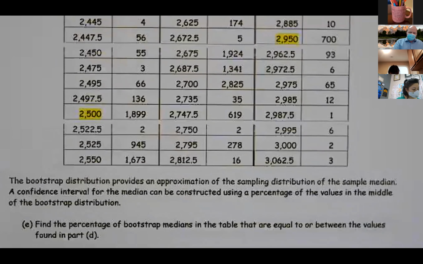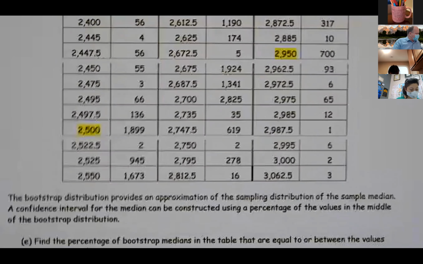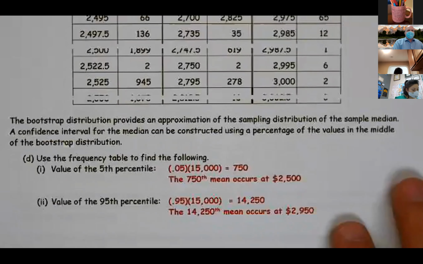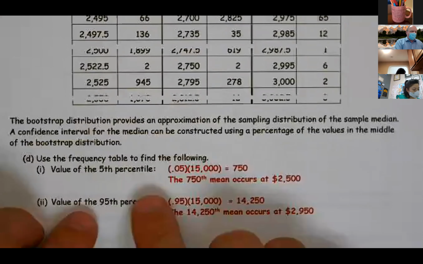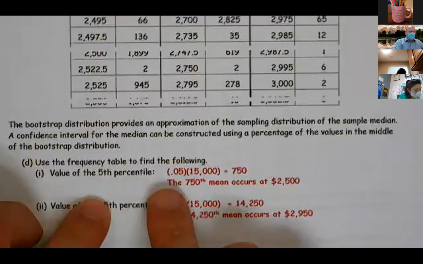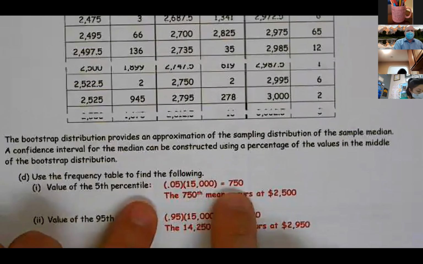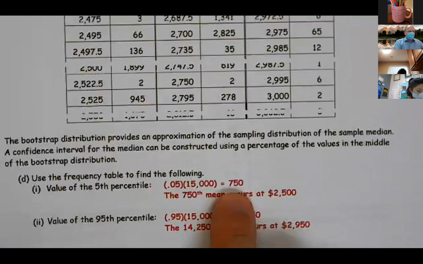Find the percentage of bootstrap medians in the table that are equal to or between the values found. I skipped ahead, I'm not sure what happened to part D. Hold on a second, excuse me. So use the frequency table to find the value of the 5th percentile. Well, 5% times 15,000 equals 750.